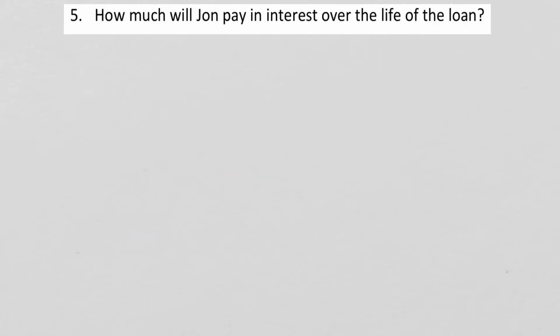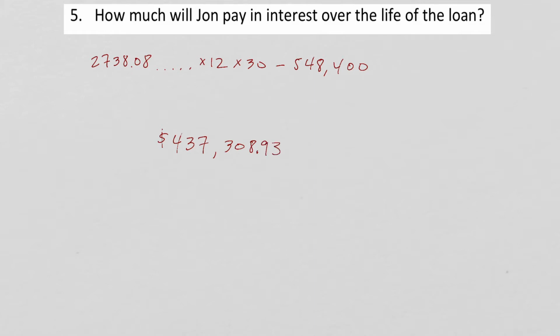Okay, to calculate the amount of interest I'll pay over the life of the loan, we're going to take our loan amount, which is $2,738.08, and leave all the decimals that go in after it. So just grab that number from your calculator, and we're going to multiply by 12 months per year, because that's a monthly payment, times 30 years. This amount represents the total amount you're repaying. You subtract from that the amount that you borrowed in the first place, and you'll come out with the amount of interest you're paying, $437,308.93. So that's the amount of interest you pay over the life of this loan.